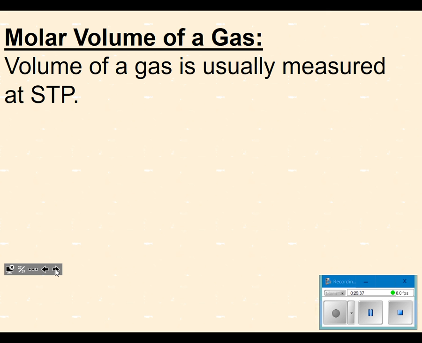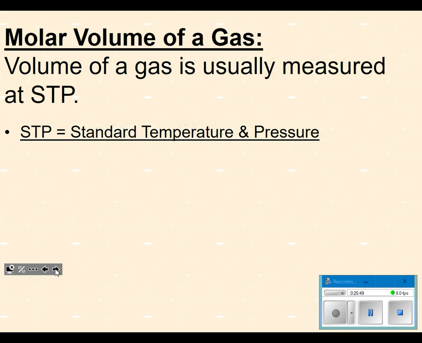All right. So the last thing we have to talk about for mole conversions is molar volume of a gas. So volume of a gas is usually measured at what we call STP. And STP stands for standard temperature and pressure. And the standard temperature that we use is 0 degrees Celsius. And the standard pressure is 1 atmosphere. And this is kind of foreshadowing some stuff we'll talk about later in the course. But I just want to make sure I give you information as we're going along.